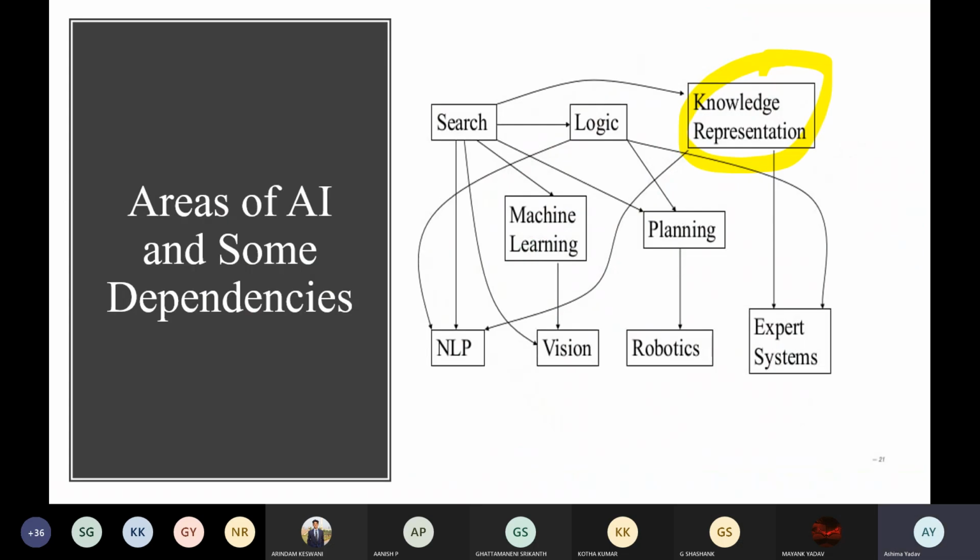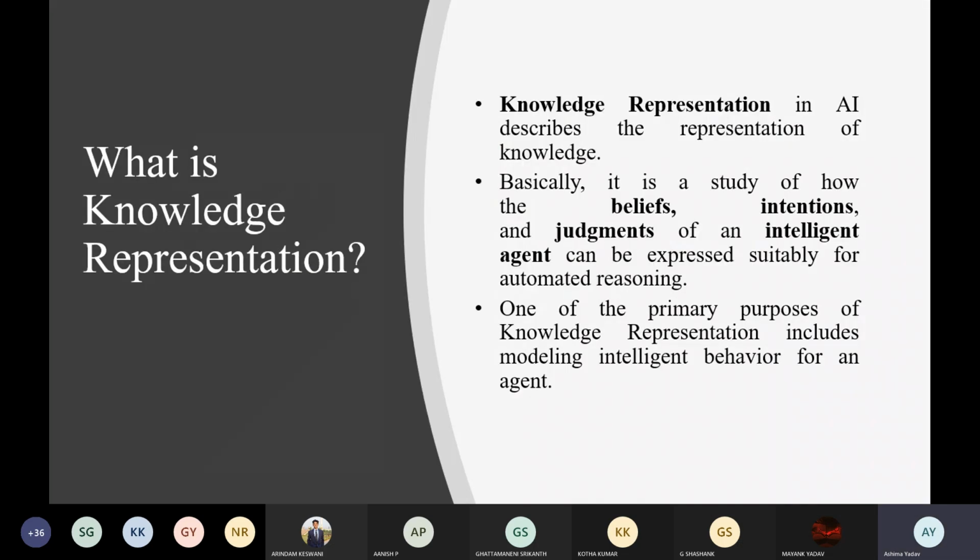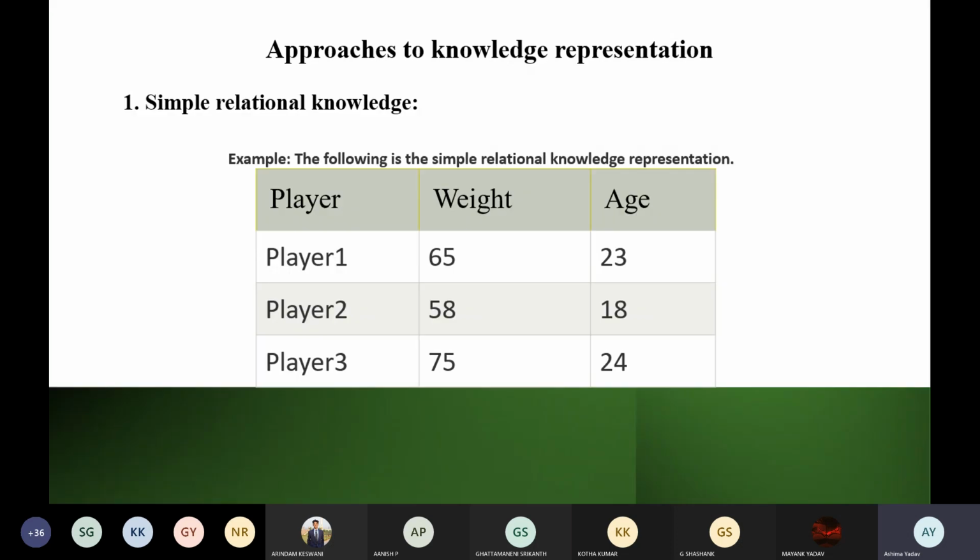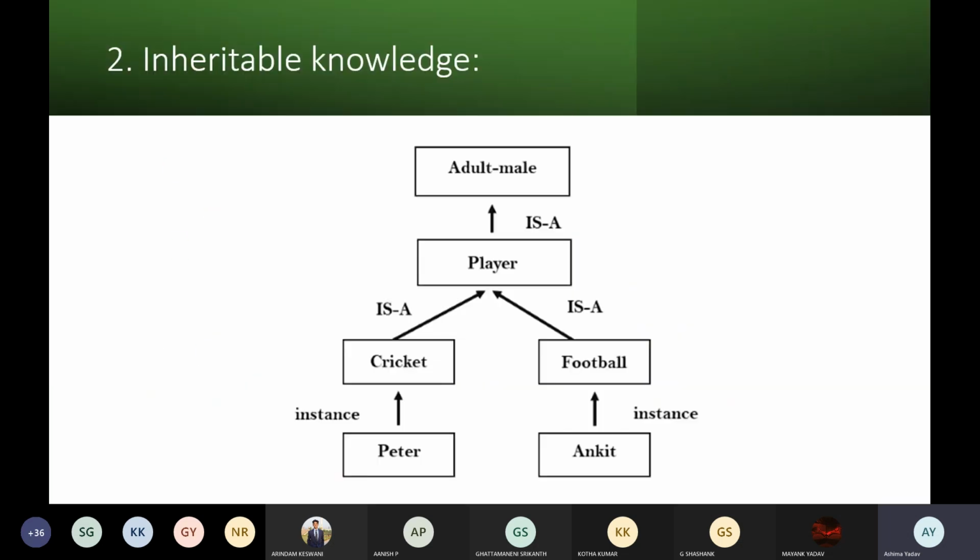Next is knowledge representation. When it comes to knowledge representation, this is how you represent or store the knowledge inside a system. A very basic thing is simple relational knowledge, meaning I can store the information in a table. Let's say I have different players, their weights, their age. I can store the values inside a table, or I can also use some graph based on inheritance.